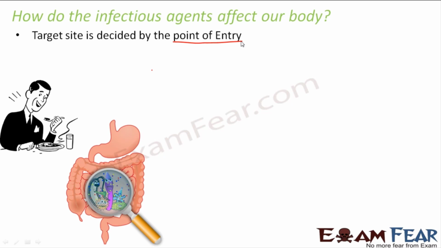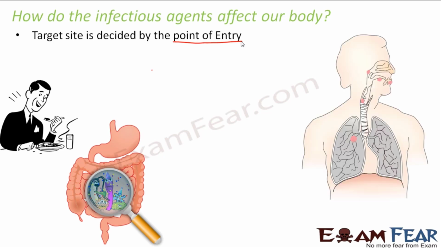Let us look at this example. Let us suppose the microbe is a bacteria here. Now if this bacteria enters our body while breathing through our nose, this nose is the point of entry, right? So what do you think is the easiest target for this bacteria? The easiest target would be the lungs, because when it goes through the nose, the nasopharynx will directly connect it to the lungs. So it can directly go to the lungs and sit there. So the target organ in this case is the lungs.